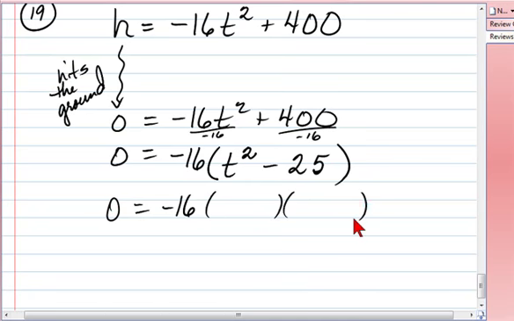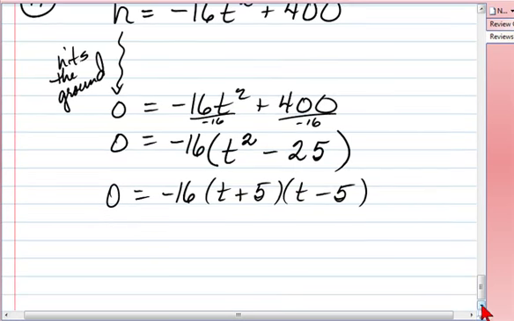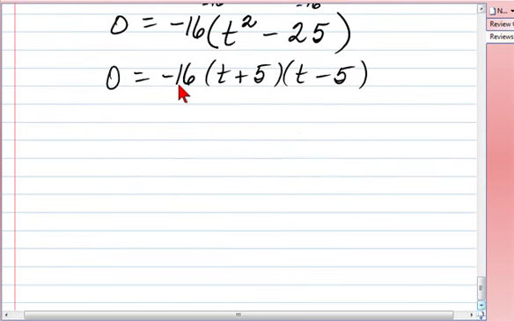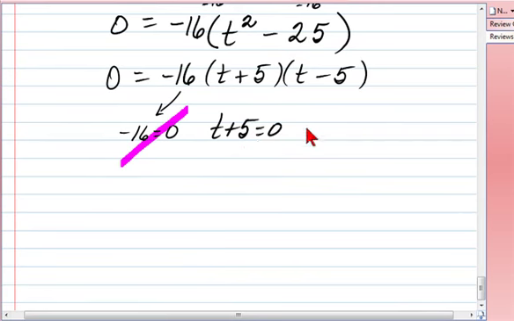Tell me what you recognize about this binomial t squared minus 25. It's the difference of squares. So it will factor into a sum and difference product, t plus 5 times t minus 5. All right, I'm using the zero factor property. Can negative 16 equal 0? No, so that's not possible. T plus 5 could equal 0, or t minus 5 could equal 0.